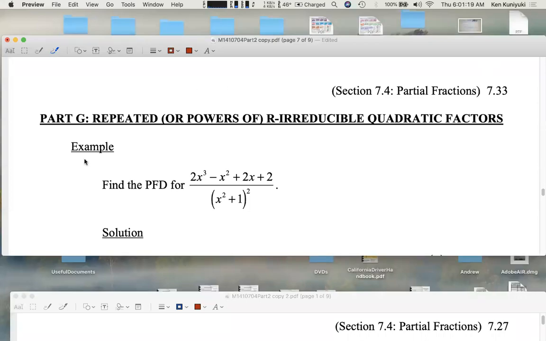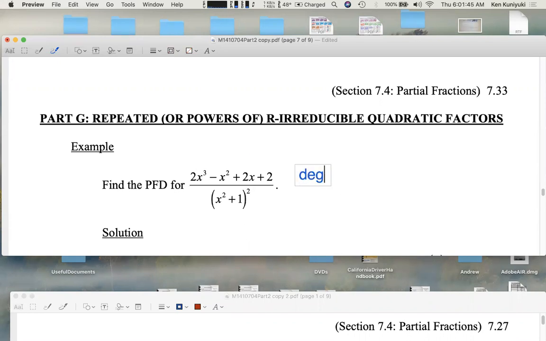Hi, everyone. In our last example, we're going to find the PFD, the partial fraction decomposition, for this rational expression. Don't worry about the fact that this top is complicated. That doesn't hurt us so much. Our first question is: is this proper? Is this bottom heavy? What do you think?